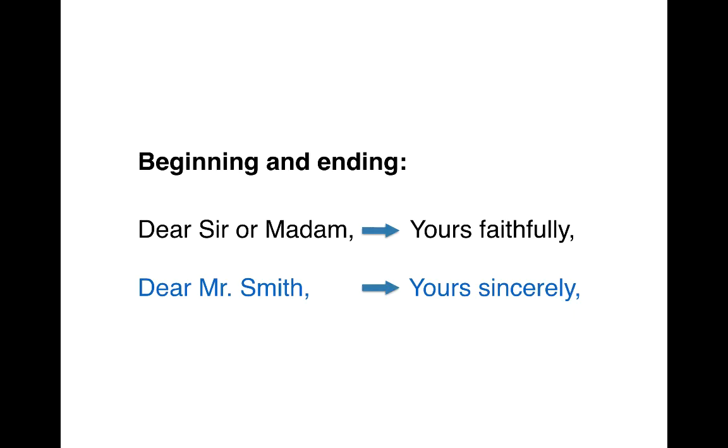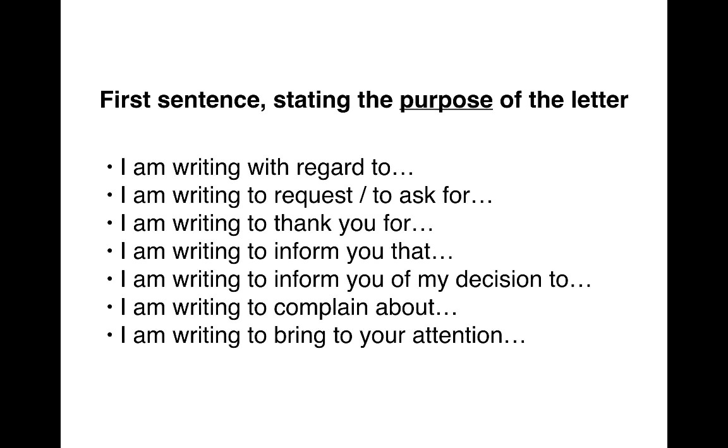A couple of other things in terms of language. Let's look at some examples of first sentences stating the purpose of the letter, the purpose sentence near the beginning. Here are some examples that you could use. I am writing with regard to. I am writing to request or to ask for. I am writing to thank you for. I am writing to inform you that. I am writing to inform you of my decision to. I am writing to complain about. I'm writing to bring to your attention. So it depends what the letter's about, but there are some good phrases that you could begin with to state your purpose.